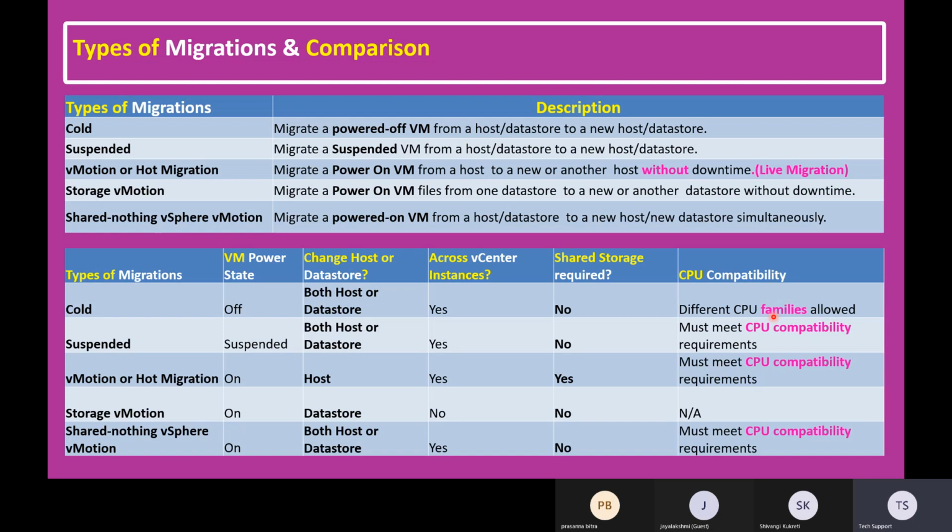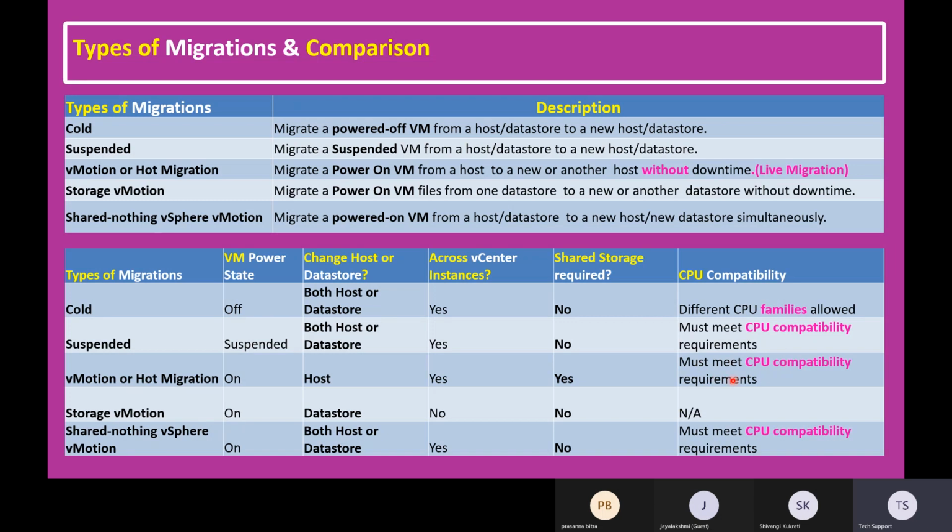If I'm planning to migrate a VM from one Intel CPU hardware to another AMD hardware, in that scenario VMware recommends that you power off the VM, and only then migrate. If your CPU families are the same, you can go with a vMotion. Hot migration must meet CPU compatibility requirements.